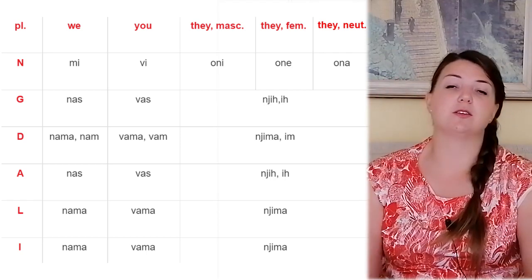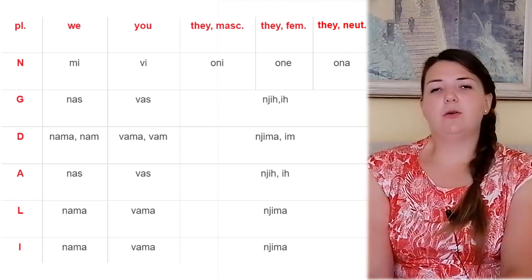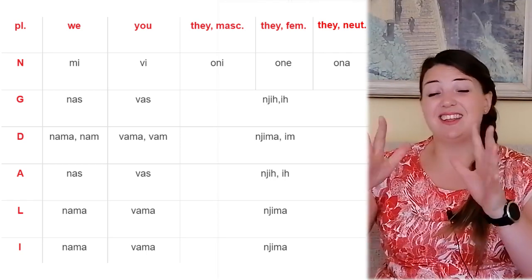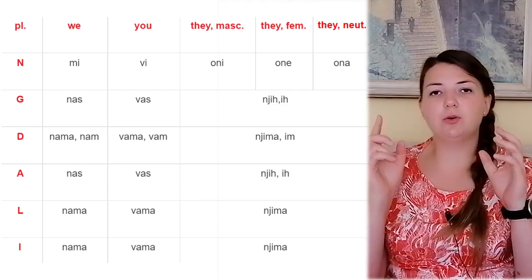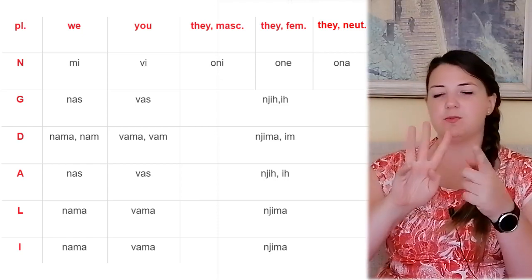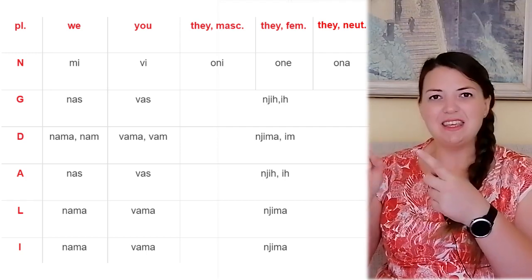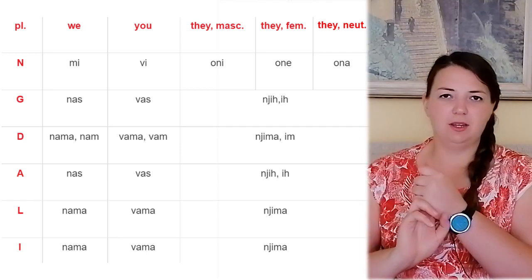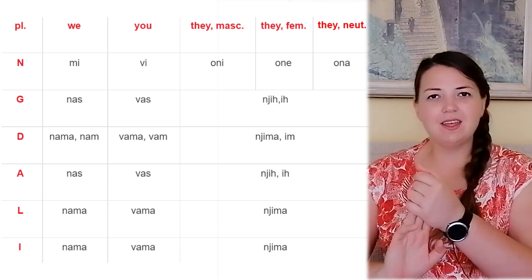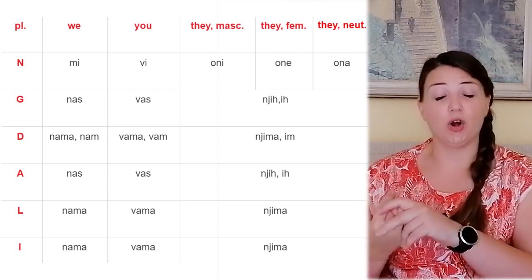Now the third person, they, in Croatian, even though the nominative has three forms, masculine, feminine, and neuter, masculine is oni, feminine is one, and neuter is ona.